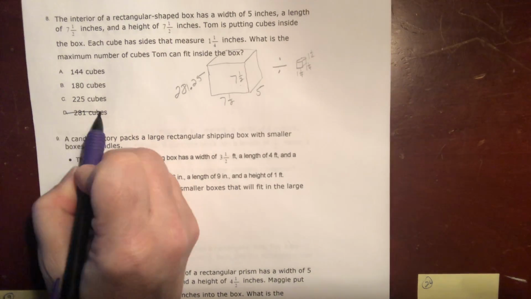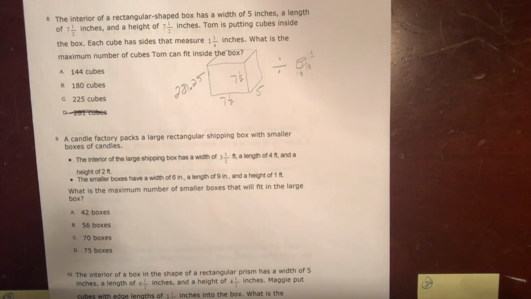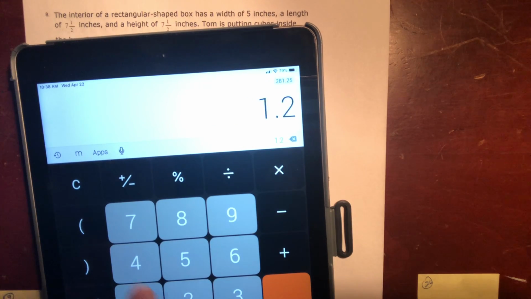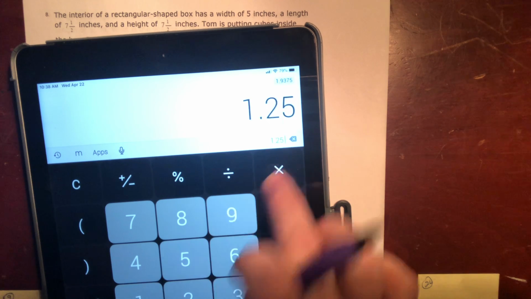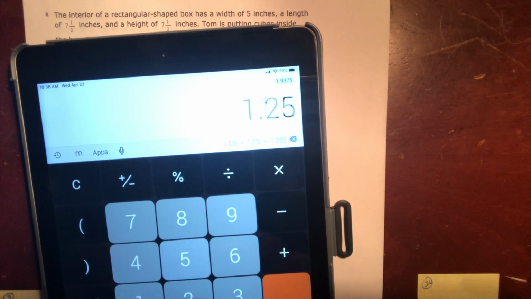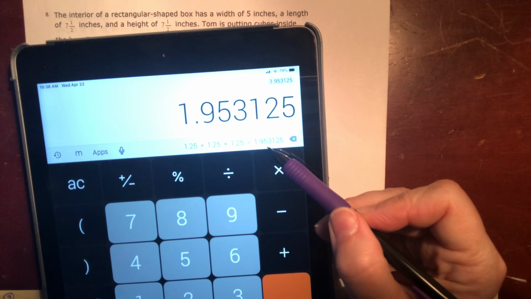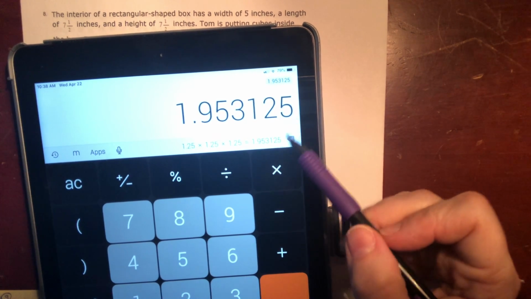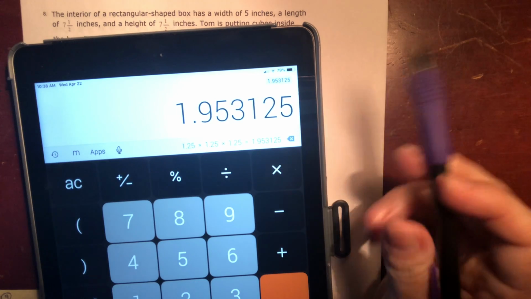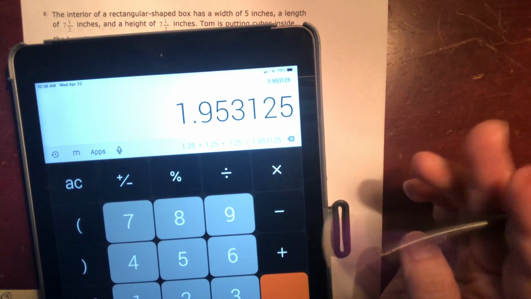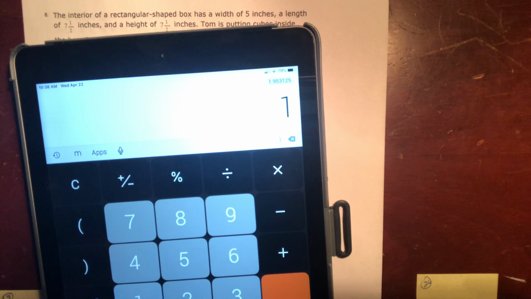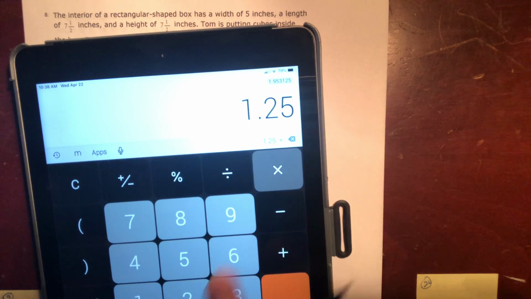And you'll notice that's one of the answers, but that would be the wrong answer. Now we're going to do 1.25 times 1.25 times 1.25. That doesn't really look right to me, but I don't know where that 9 came from. Okay, 1.25 times 1.25 times 1.25.